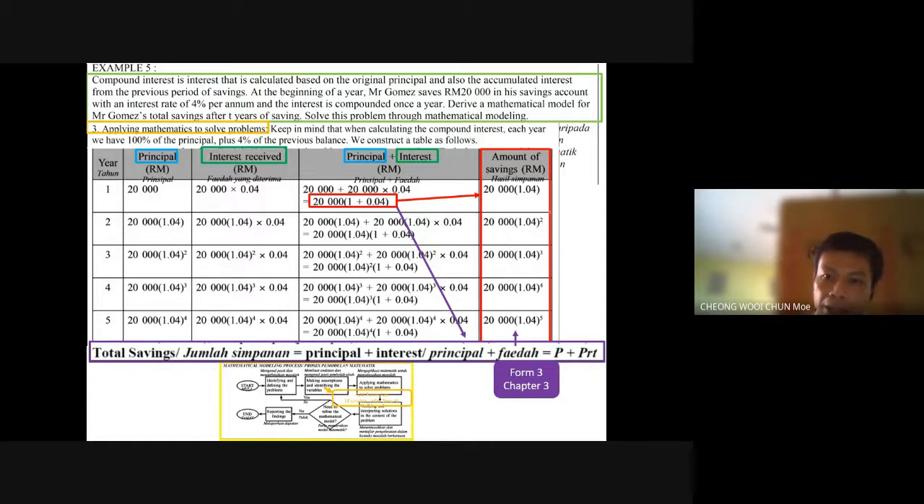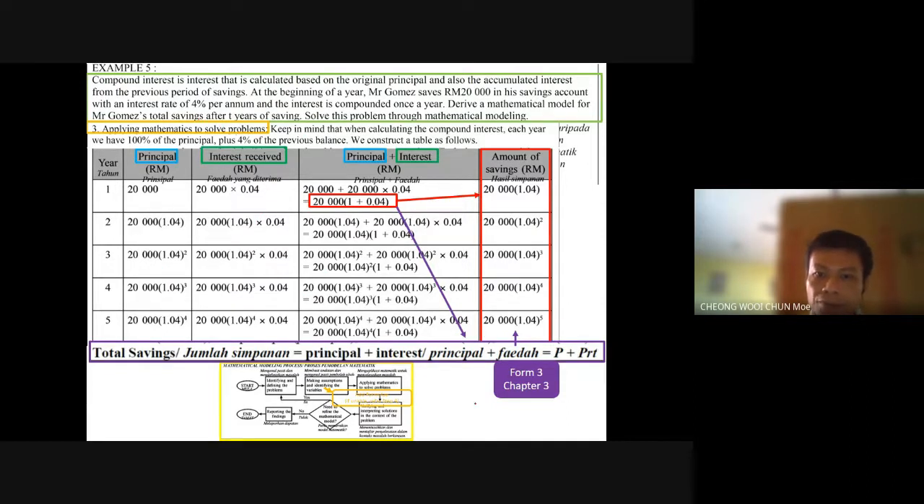Then this principal, put over here again, the interest received from the principal times 0.04. Both add up, so you can take out 20,000 times 1.04 squared, leaving only 1 plus 0.04. Then add up, you get 1.04. This one, power 2, added together becomes power 3. Continue again: 1.04 power 1, 1.04 power 2, 1.04 power 3, 1.04 power 4, 1.04 power 5, and so on. It didn't mention how many years.